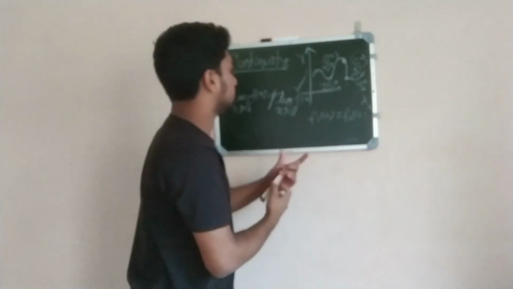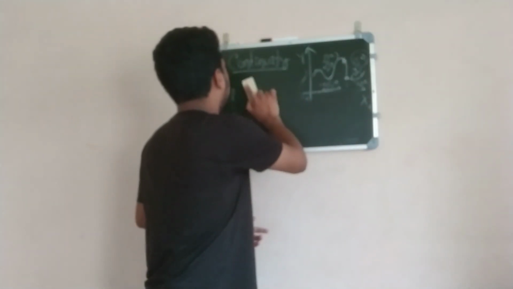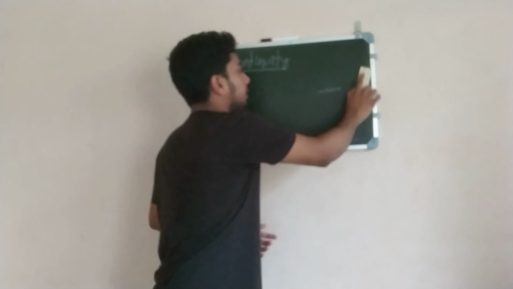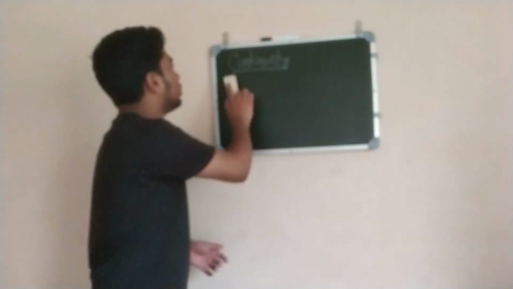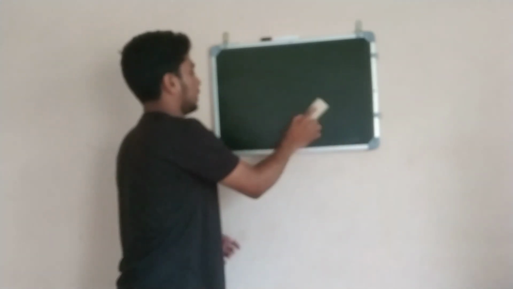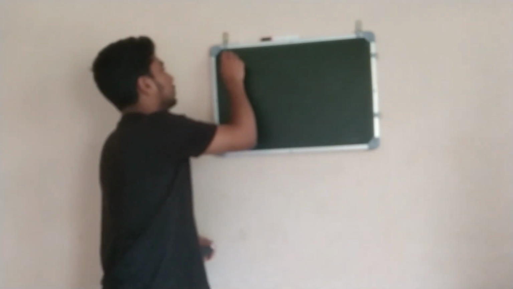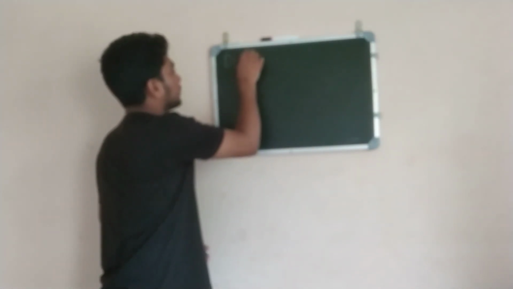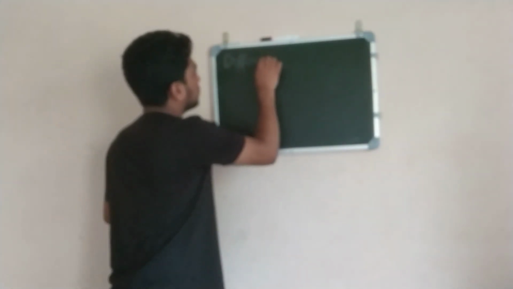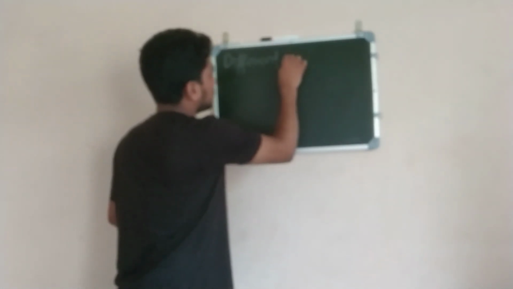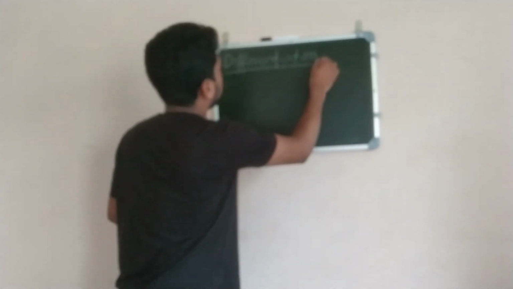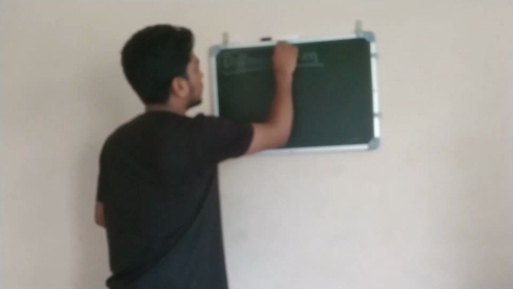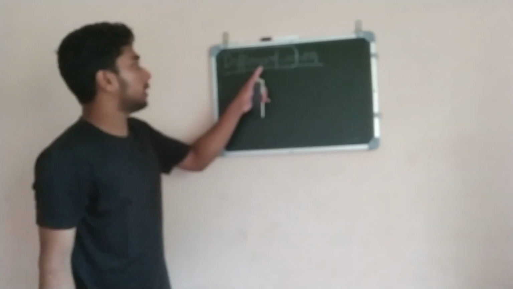Okay, so this was all about continuity. Let's discuss differentiation. Limit and continuity is finished. Let's discuss differentiation. So differentiation means, from this definition, differentiate. What does it mean?